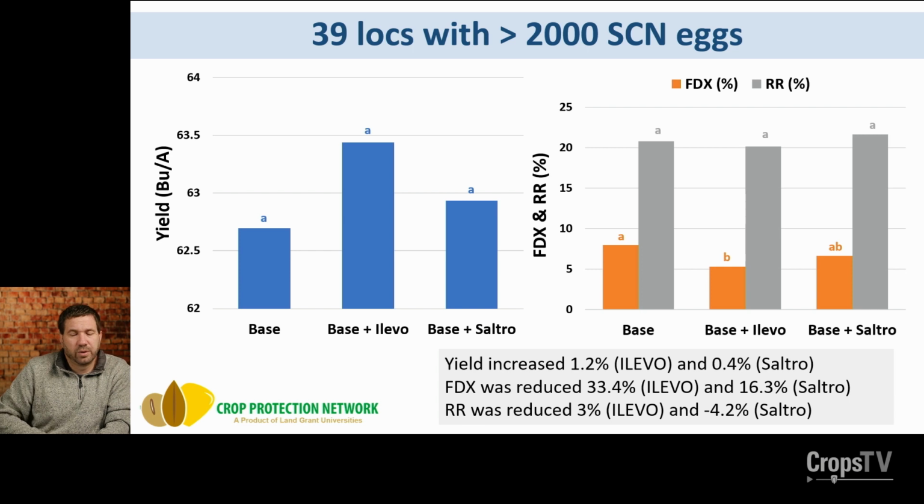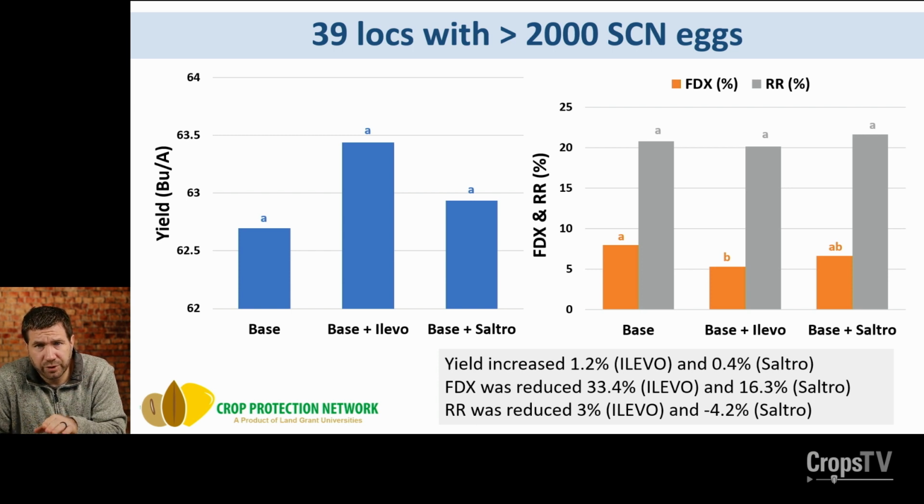All right, so this is one of the slides that would be new. We have 39 locations that have greater than 2,000 SCN eggs. And what you see in this one is that the yield increase now drops. So first of all, go over and look at the FDX levels. It's back to less than 10 in the base. And so it's around 7 or 8 in the base.